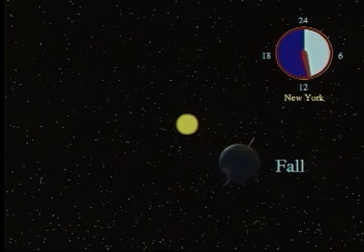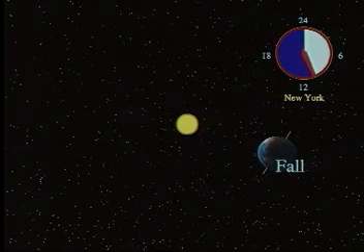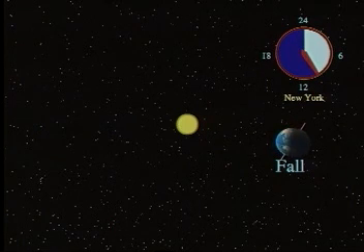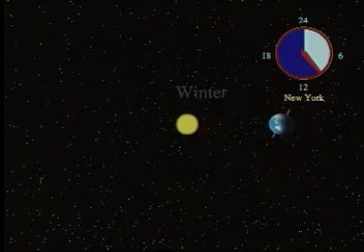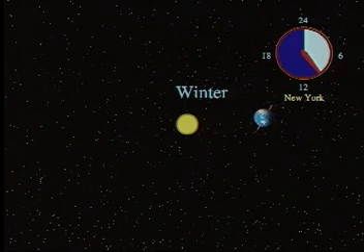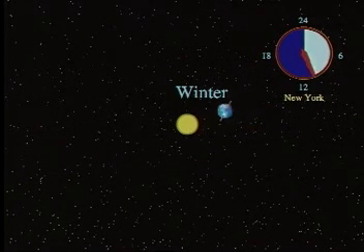During the fall, they continue to get shorter, going from 12 hours to about 9 hours on the first day of winter. And finally, during the winter, the days start getting longer again, going from 9 hours to 12 hours on the first day of spring.